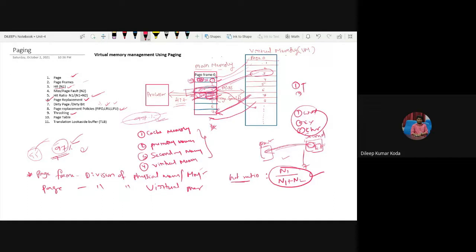Okay. So for example, the moment all the page frames are filled, that means there are no empty page frames in the main memory, still I need to get a new page from virtual memory to main memory. Then which page should be replaced, these policies will tell you.